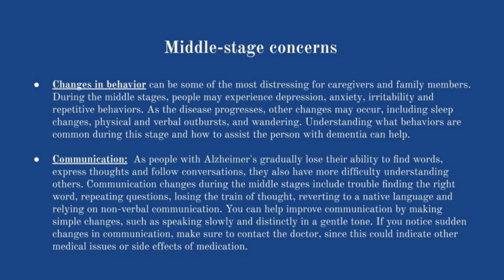Communication is a concern during the middle stage, as people with Alzheimer's gradually lose their ability to find words, express thoughts, and follow conversations. They also have more difficulty understanding others. Communication changes during the middle stages include trouble finding the right word, repeating questions, losing the train of thought, reverting to a native language, and relying on nonverbal communication.